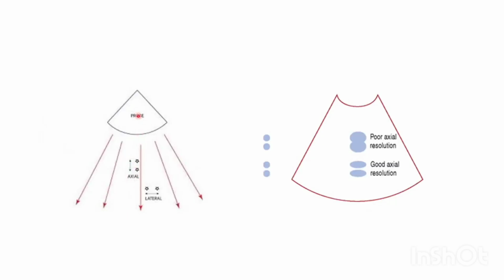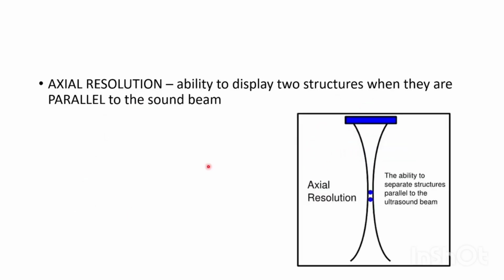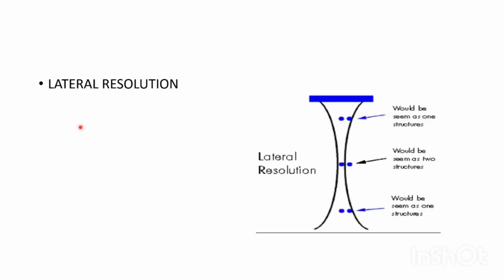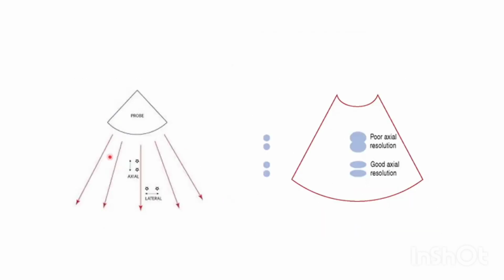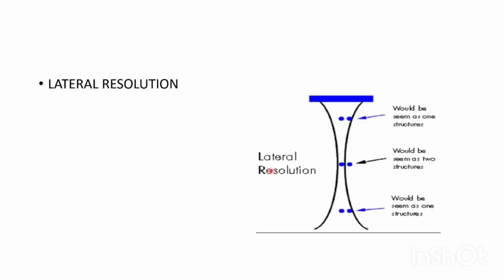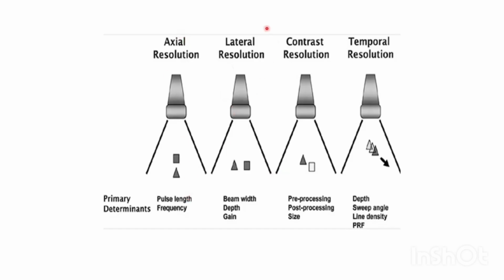This is a picture showing the axial resolution as well as the lateral resolution. Just skipping these slides, we have to understand the concept of temporal resolution. So axial resolution, side by side lateral resolution, and temporal resolution is for a moving structure. And these are the parameters that will affect each of these resolutions. Our temporal resolution will be affected by depth, the sweeping angle, line density, and the pulse repetition frequency.